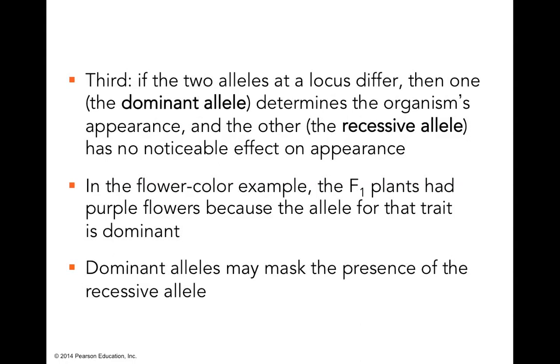Third, if you have two different versions of the gene, two different alleles, and the dominant allele is present, it's going to dictate the appearance of the offspring. If the recessive allele is present, it remains in the progeny, although you might not be able to see it because it is masked by the presence of the dominant allele. So all of those F1 plants appeared purple because the purple pigment allele is dominant to the recessive white allele.